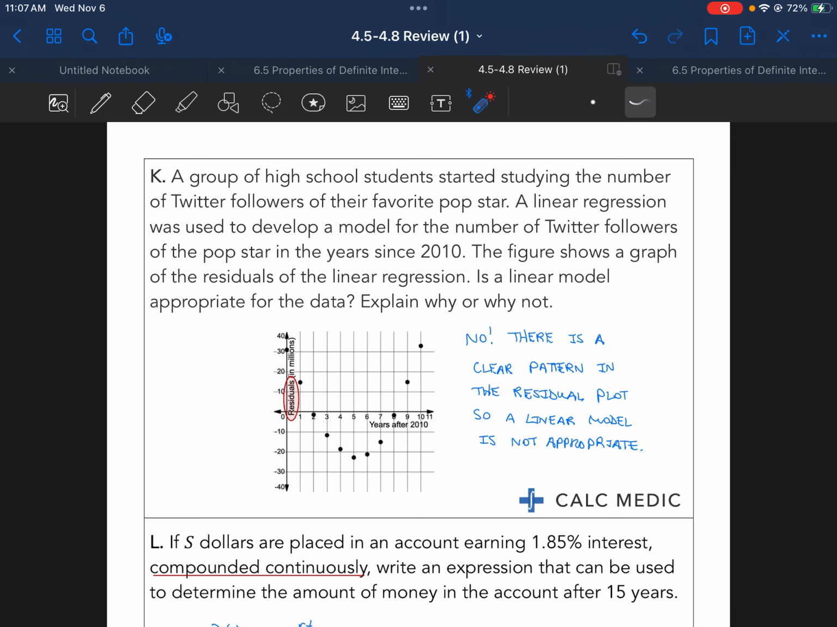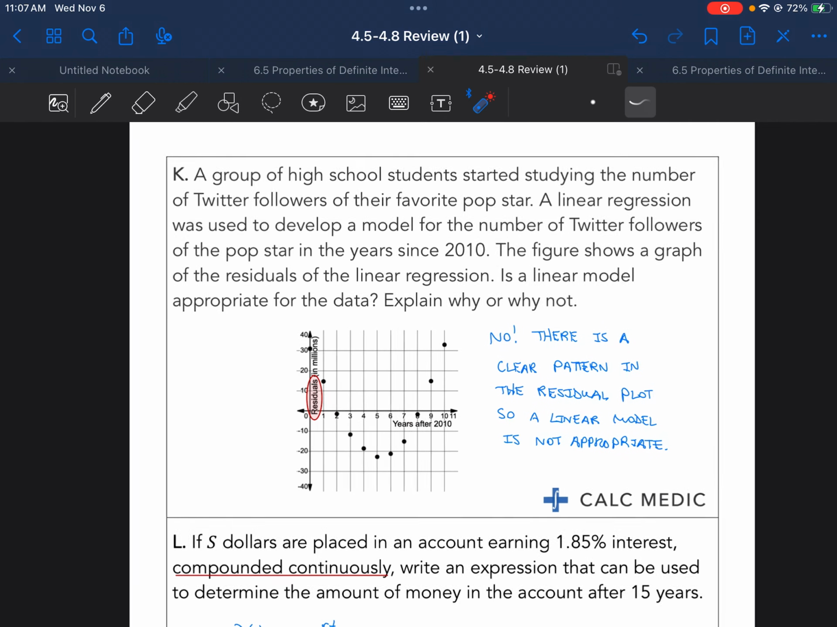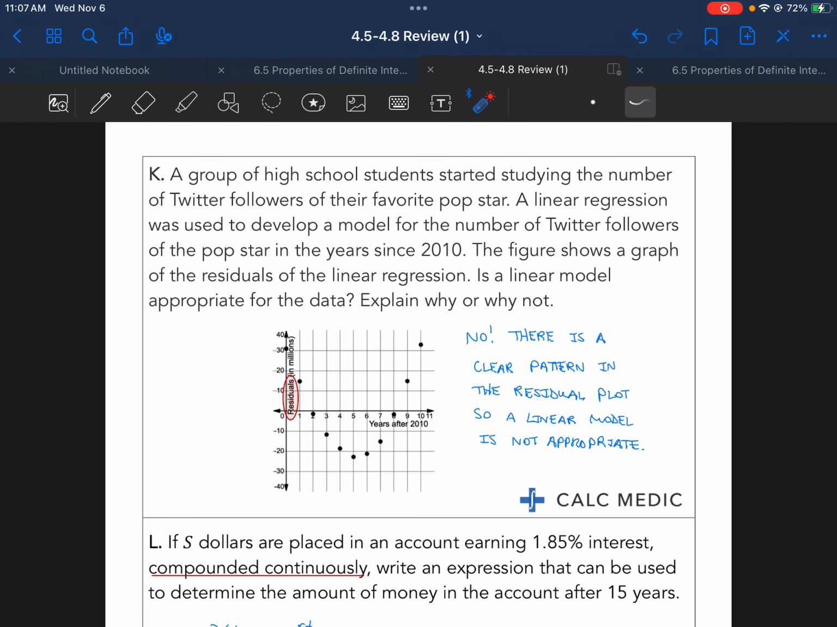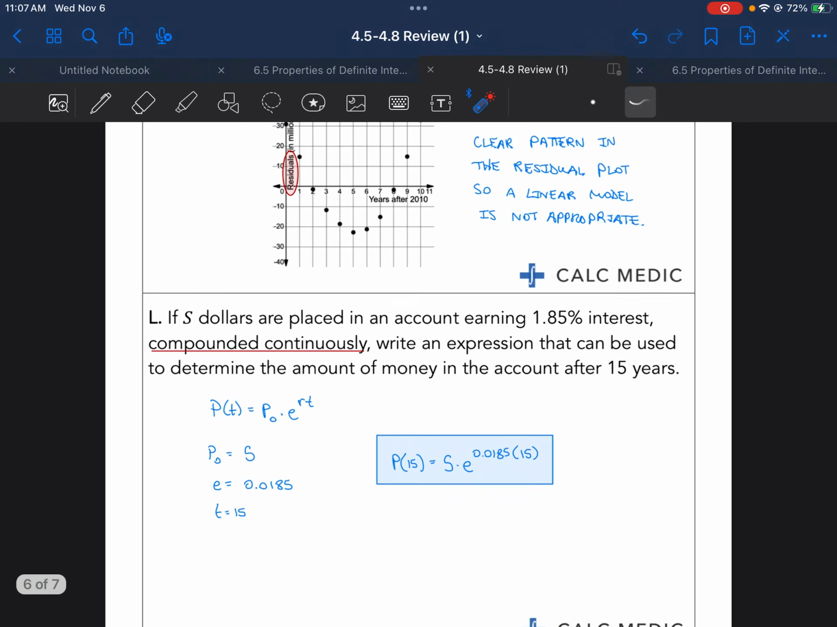No, a linear regression is not appropriate because when you look at your residual plot, you don't want your residual plot to have a clear pattern. We can see that the residual plot definitely has a clear pattern. It looks like the residuals have a quadratic pattern. So if your residual plot has a pattern, then the model used to make that residual plot was a bad model. We used a linear regression for this. The residuals have a pattern, so a linear model is not appropriate.